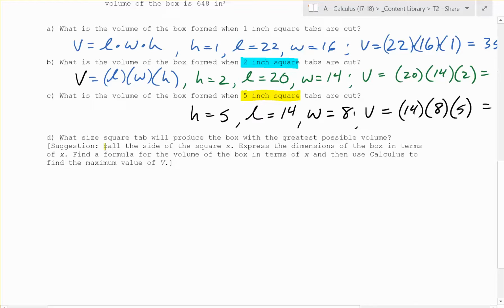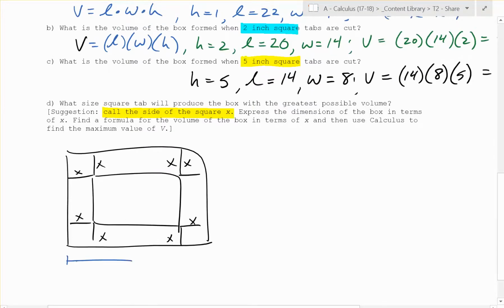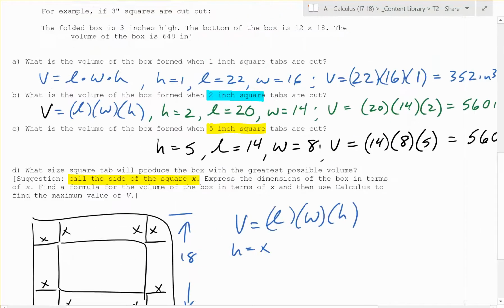The important thing is to call the side of the square x. So what's going on here is we have our sheet of cardboard, and here's the base right here, and the corners we're cutting out will have side lengths x, x, x, x, all these x's right here. The overall length of the piece that we're starting out with stays at 24, and the overall width stays at 18. So again, we're doing volume equals length times width times height. And again, if you really want to stay on my good side, use parentheses: length times width times height, like that. So the height is x, as we reasoned out over here.